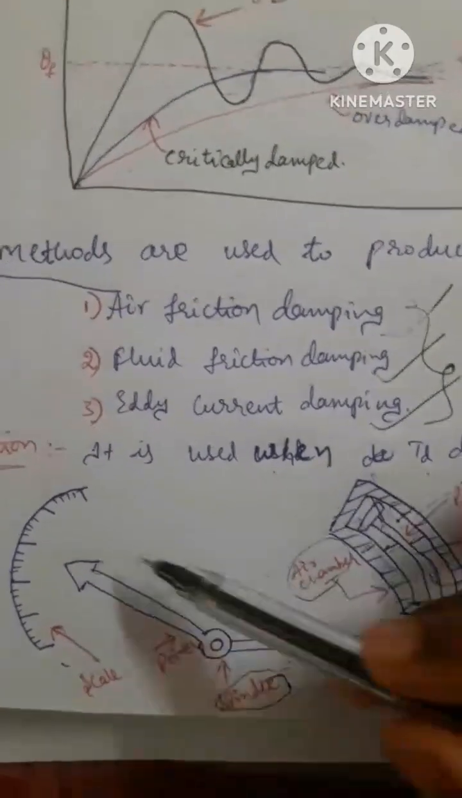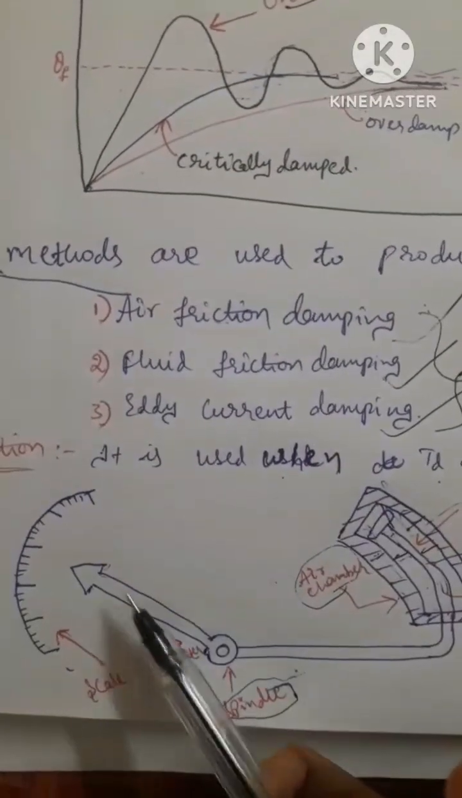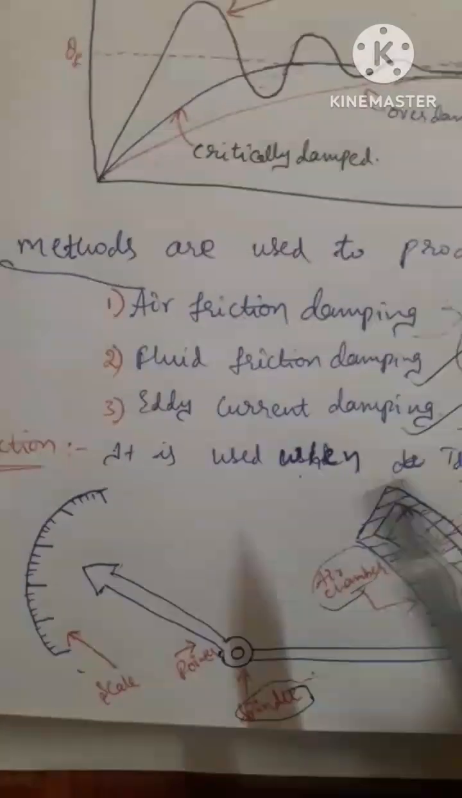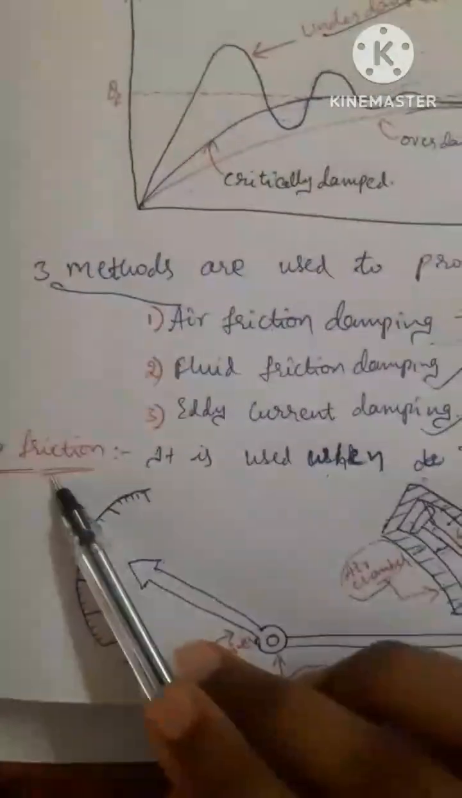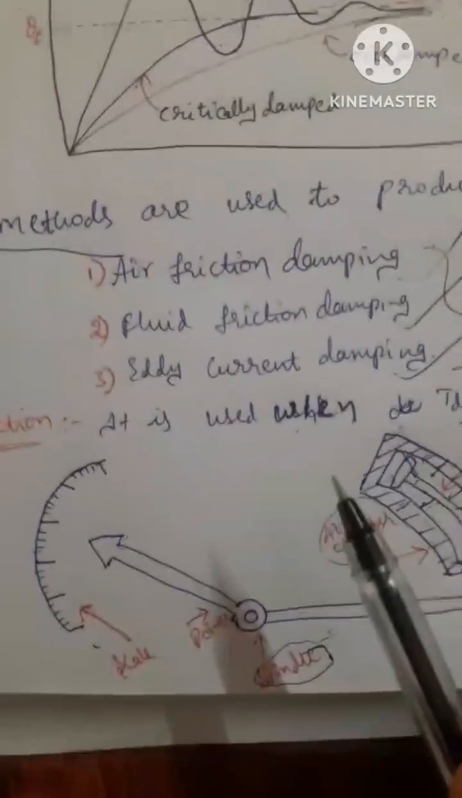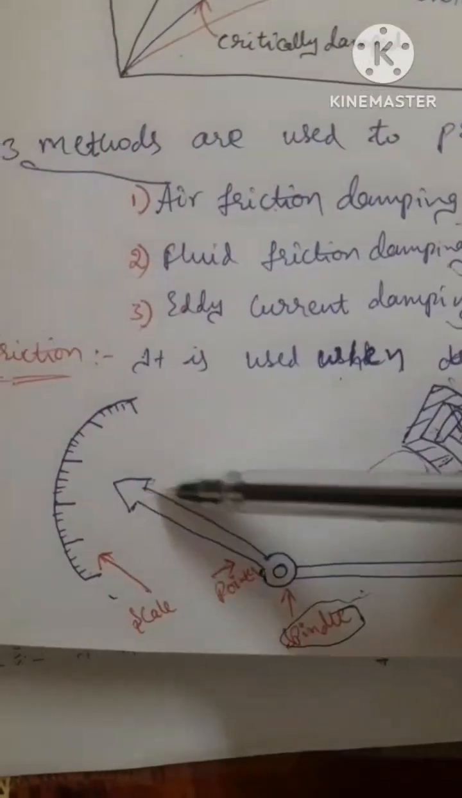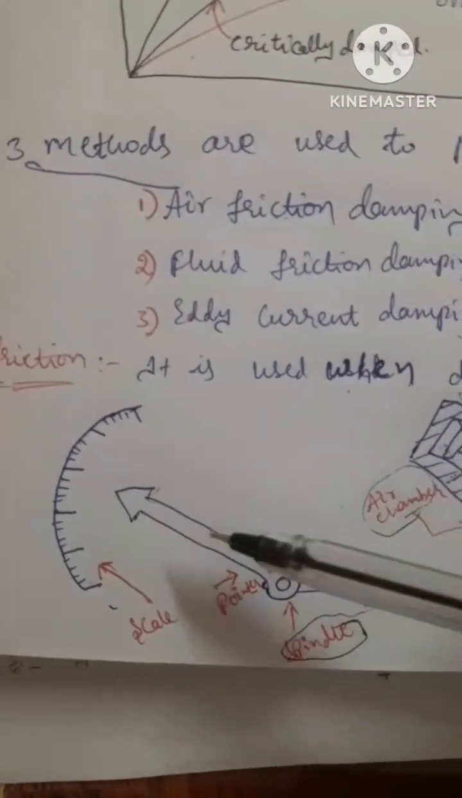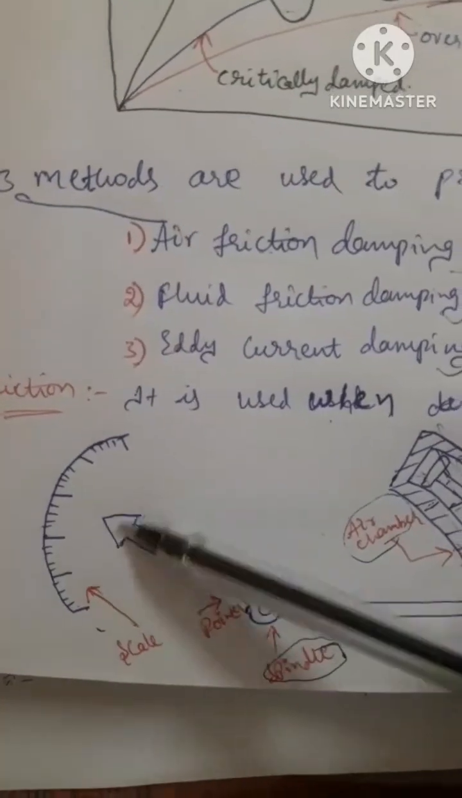That means it will try to stop the oscillations of the pointer in this air friction damping. So when it opposes the motion of the pointer, the oscillations will slowly be reduced.